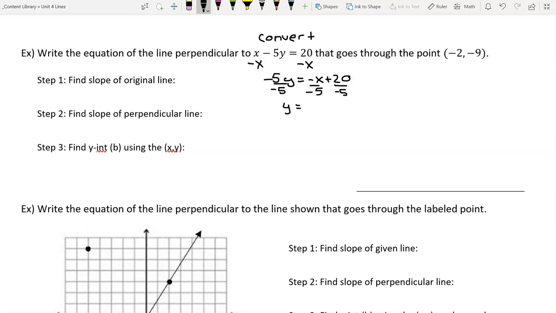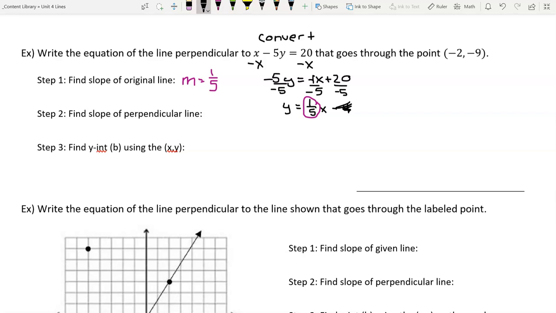Y equals negative, and negative turns to positive, and this really has a 1. So be careful with how you write your slope here. It's positive 1/5 x minus 4. Okay? Remember, cross this out. That is just there to confuse you. This right here is the slope I care about. Okay? So the slope of the original line is positive 1/5.